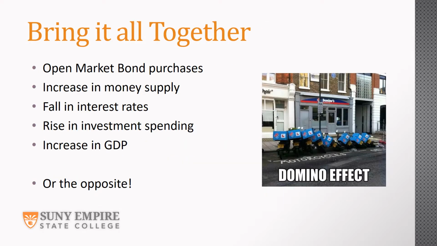Now we can see the full picture of actions by the Fed. Suppose the Fed makes open market bond purchases. They pay for the bonds with money, which gets deposited into local banks' reserves. This increases the money supply. Because there is now a surplus of money, interest rates fall. This encourages companies to increase their investment spending. Ultimately, this increases the gross domestic product. The exact opposite would happen if the Fed sells bonds.